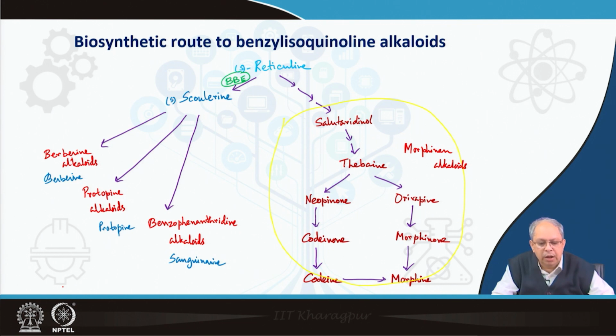That is through the reaction catalyzed by the berberine bridge enzyme, BBE, leading to the formation of scoulerine, and then scoulerine is further converted into these alkaloids through multiple step reactions. Whereas on the right side, what we have seen is that from reticuline salutaridinol is formed, and then thebaine, and then we see there are two routes, and both routes ultimately contribute to the formation of morphine. So now this part we are going to see in a little bit more detail.